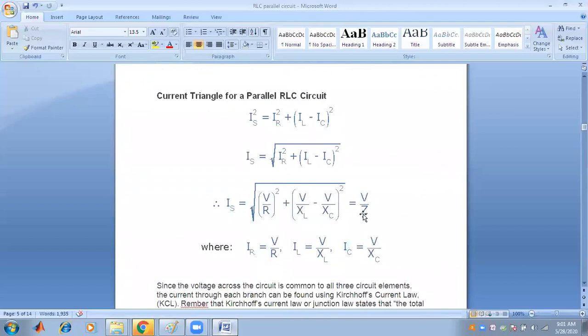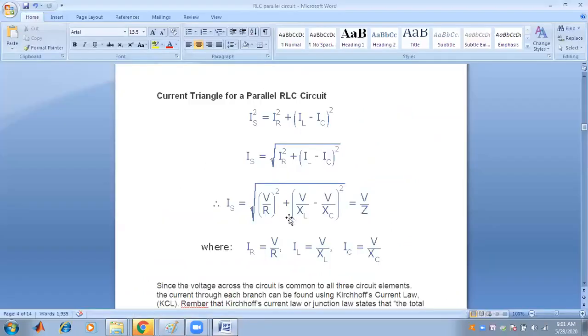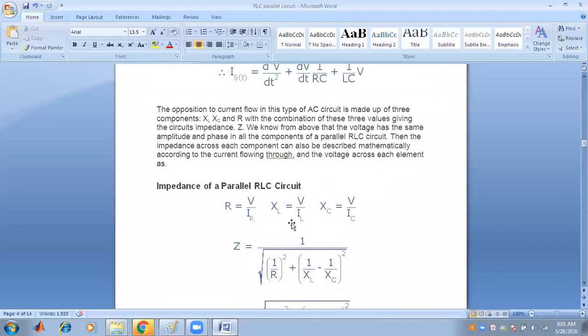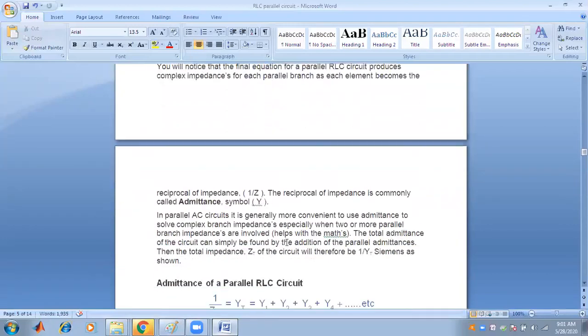That is V equal to 1 by Z. So 1 by Z can be written as V by Z. So the 1 by Z can be written, from that equation, as root over 1 by R square plus 1 by XL minus 1 by XL whole square.